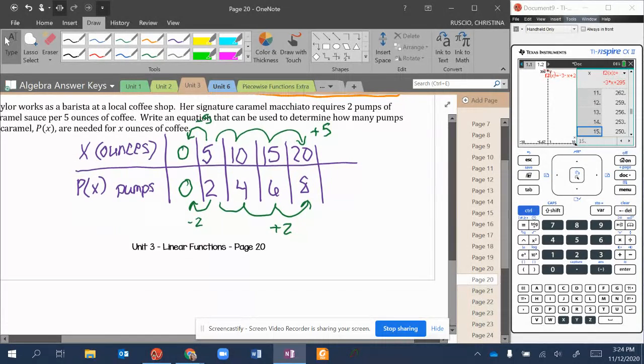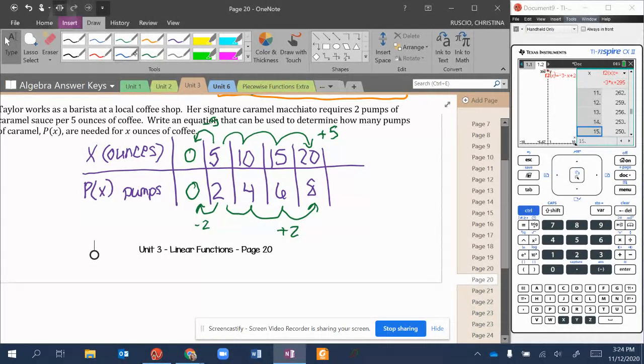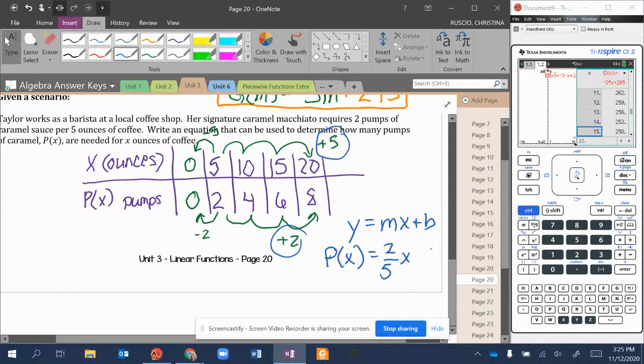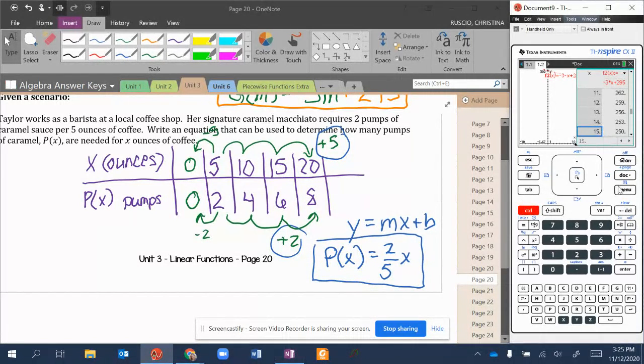All right, let's put it all together. Y equals mx plus b, right? I'm going to write it out if it will let me. Okay, thank you. Y equals mx plus b. Our y is p of x. So p of x is equal to our slope, which is change in y divided by change in x. So 2/5 x plus my y-intercept, which is 0. So I could put plus 0, or I could leave it. I'm just going to leave it. You know where I'm going.